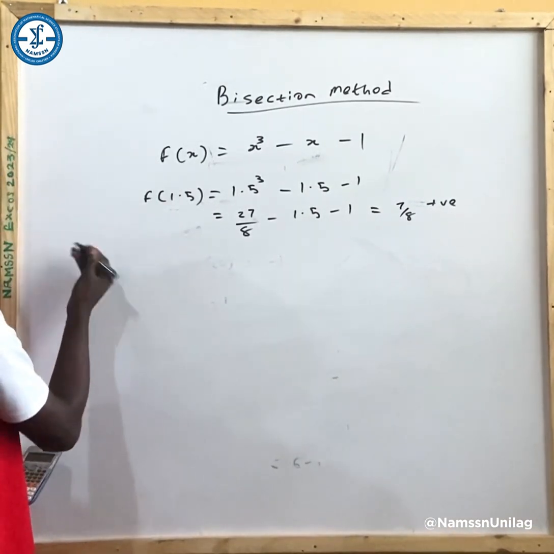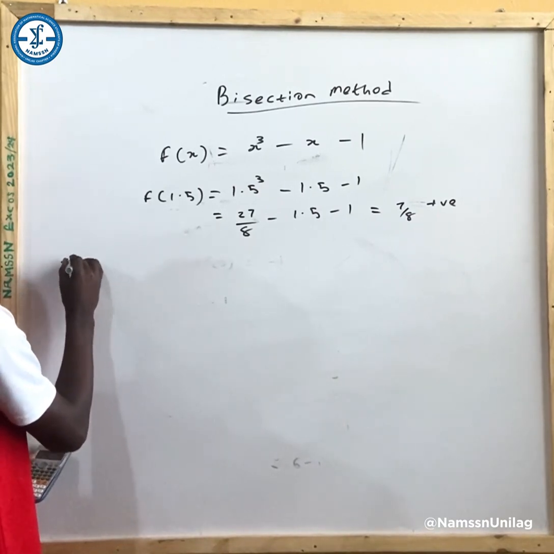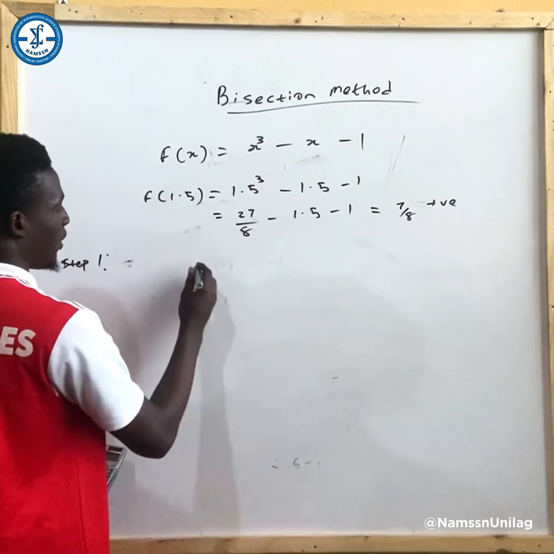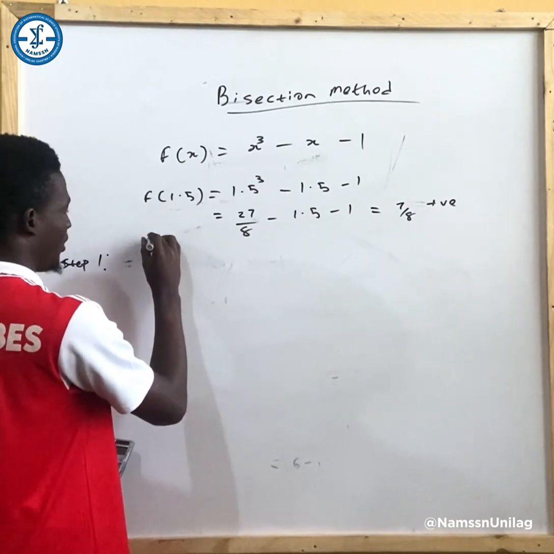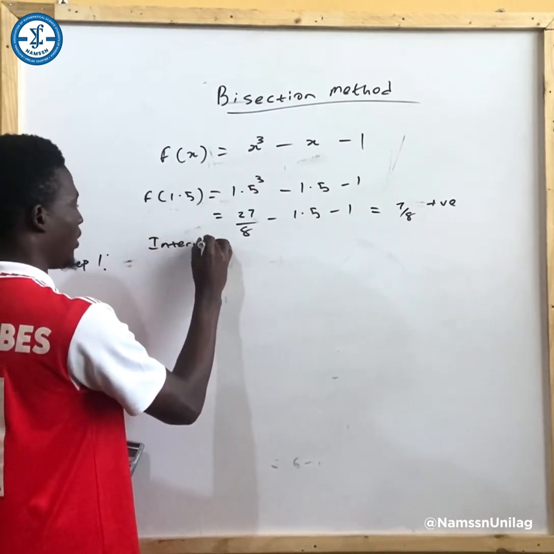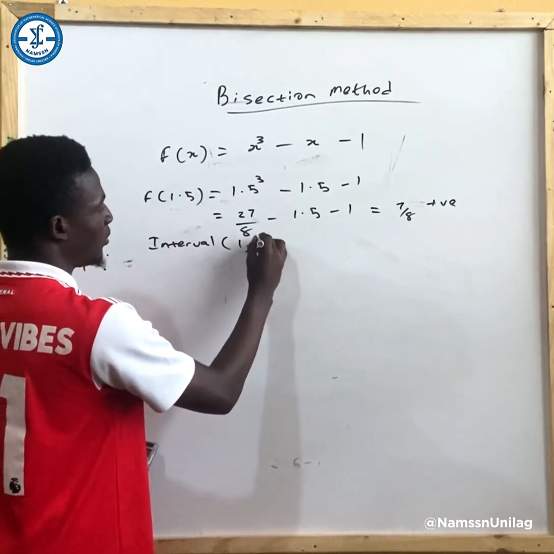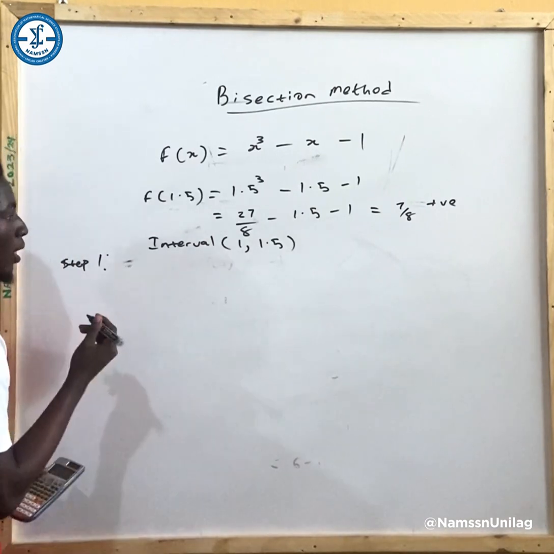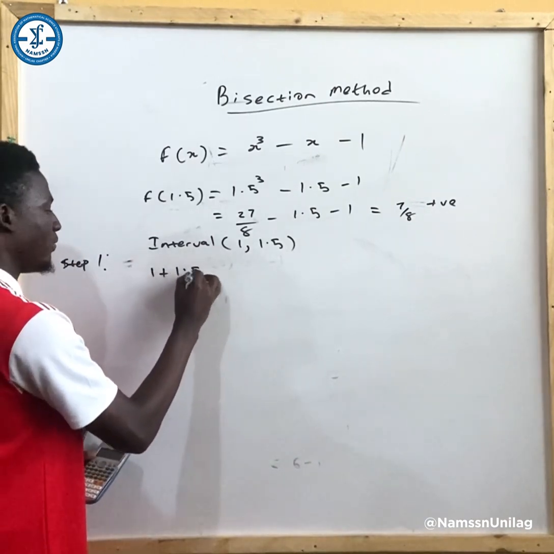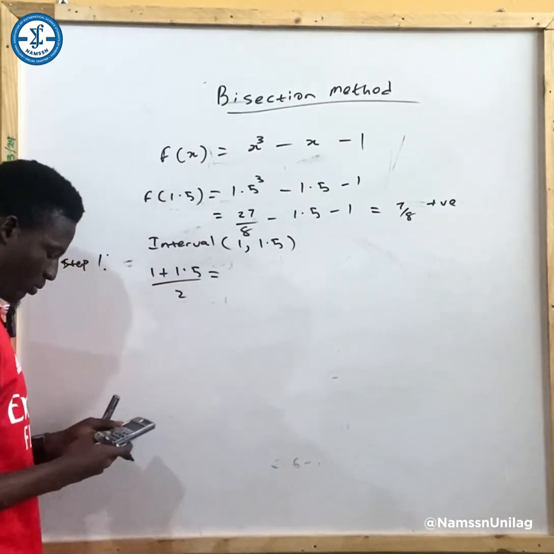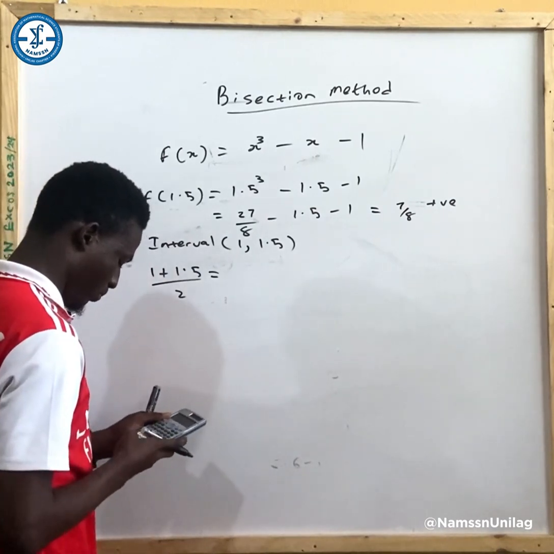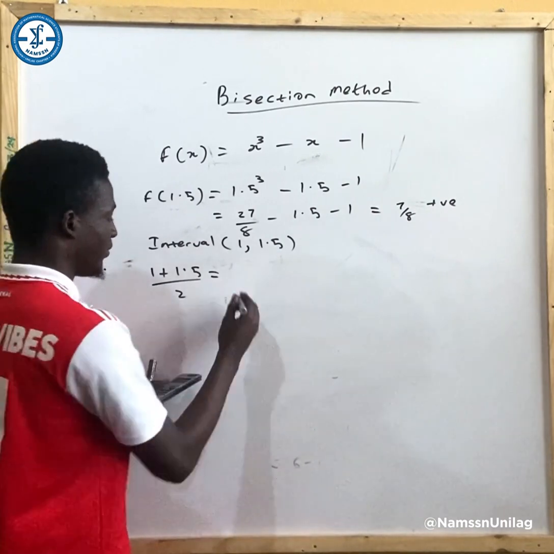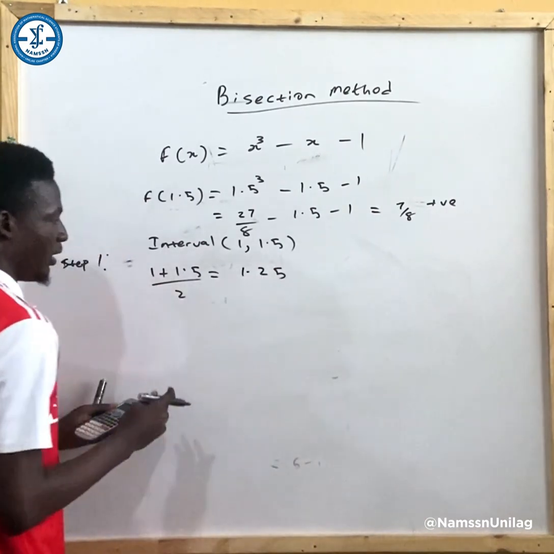So step 1. Since you have your two intervals, the interval is between 1 and 1.5. So there's definitely an answer to this question there. So we pick 1 plus 1.5 divided by 2. So you have 1 plus 1.5 divided by 2. That's 1.25. So then you test again.